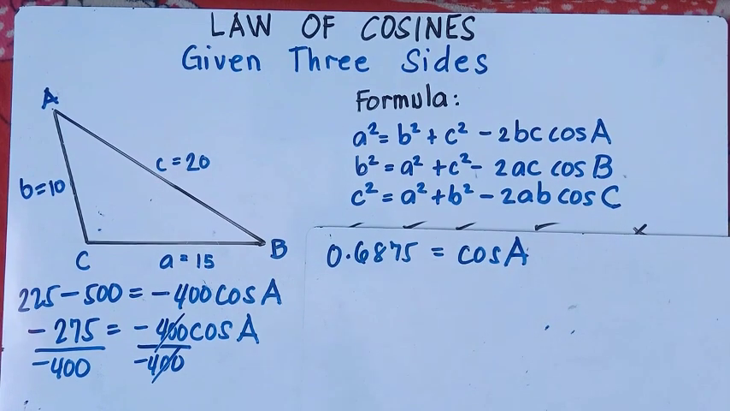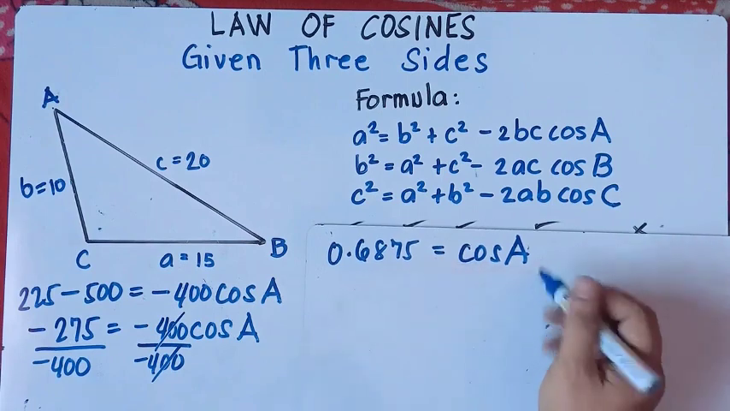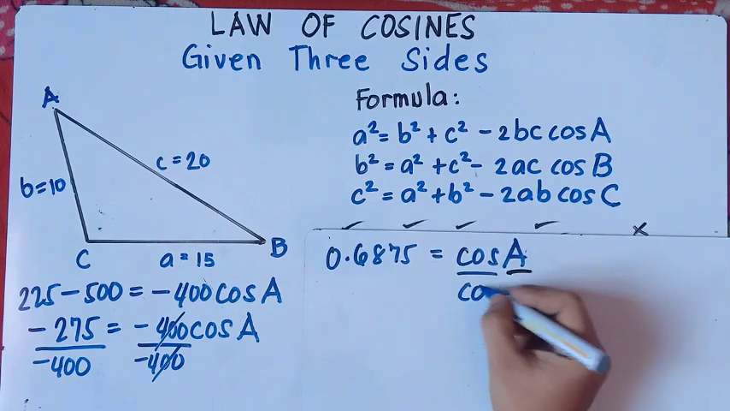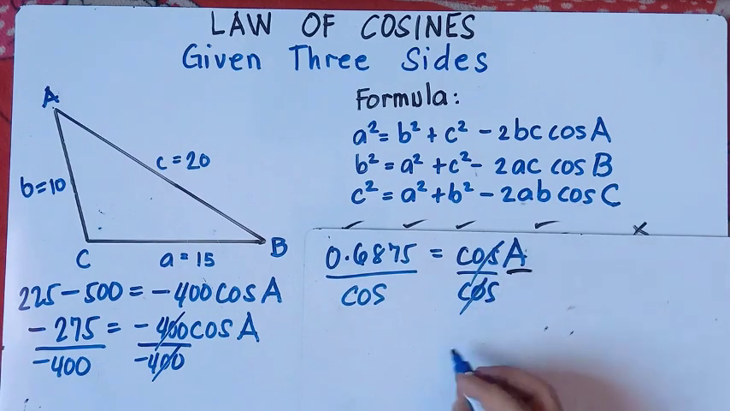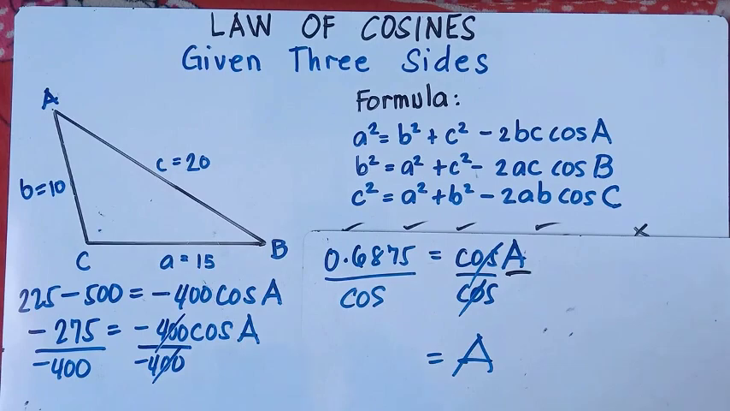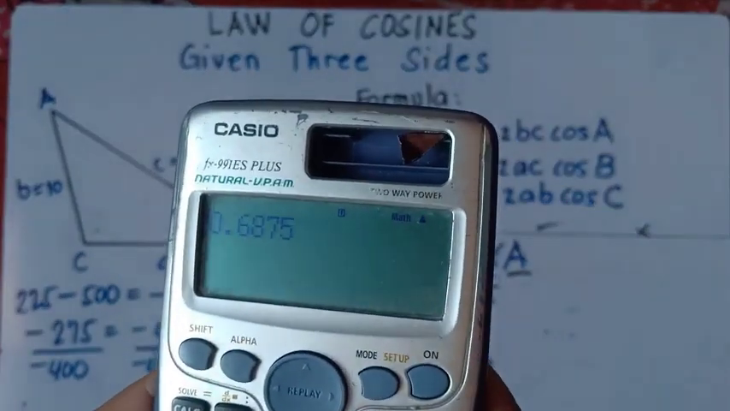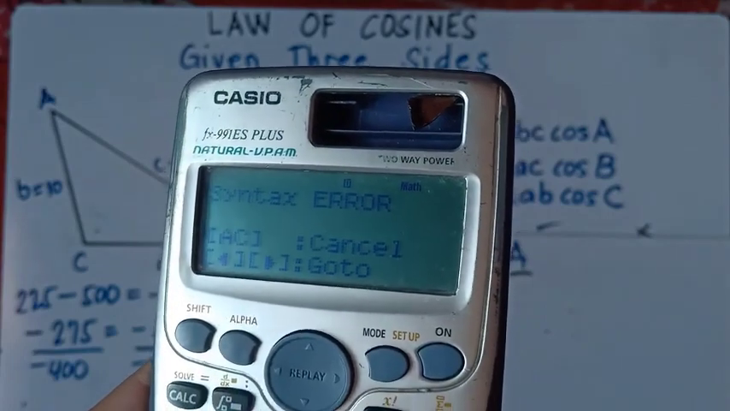Alright, so next, to get the value of cosine A, you need to divide both sides by cos so that the remaining variable will be A. So divide both sides by cos. So the remaining will be A. Now, when you divide 0.6875 by cos, let's try that. 0.6875 divided by cos, you will get a syntax error. Okay, you will get a math error.